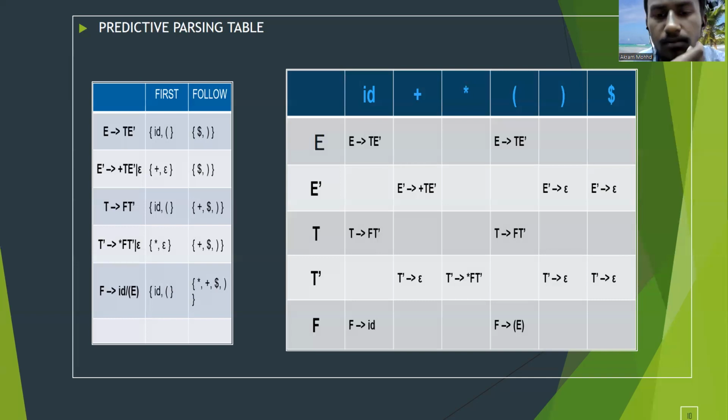And for T, we'll write T goes to F T dash in the ID column and the opening bracket column, as its first consists of ID and the opening bracket. For T dash, we'll write T dash goes to star F T dash in the star column, and T dash goes to epsilon in the plus, closing bracket and dollar columns, as they are the follow of T dash. For the F non-terminal, we'll write F goes to ID and F goes to open parenthesis E closing parenthesis in the respective ID and opening bracket columns.